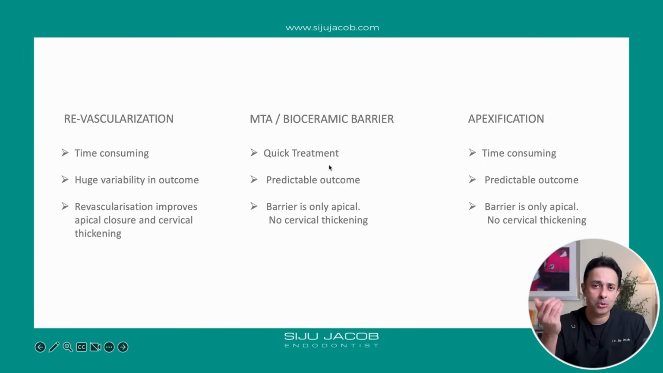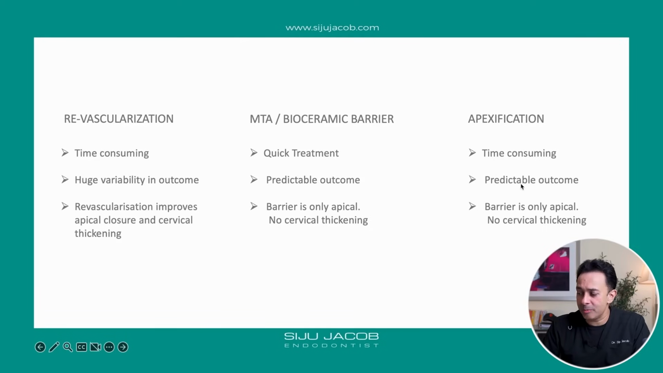It's immediate. Most times we just go through one round of calcium hydroxide for the inflammation to subside, and in the second visit, we put a barrier. So it's very quick. Outcome is fairly predictable, but the barrier is only apical, so there is no cervical thickening. So you have to take measures to ensure that the cervical area doesn't fracture easily, and I will show you how we do that.